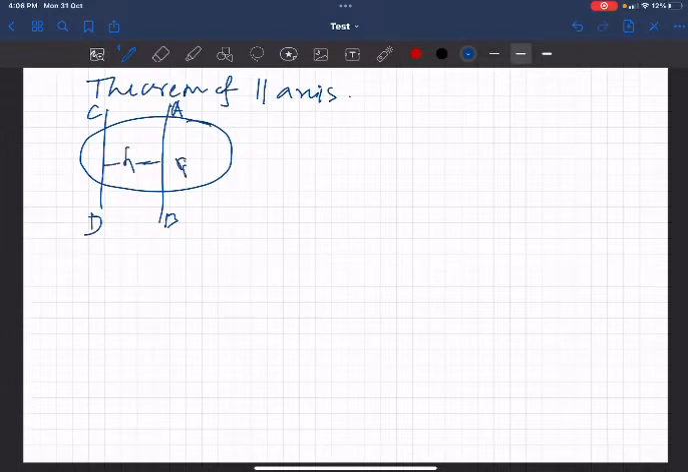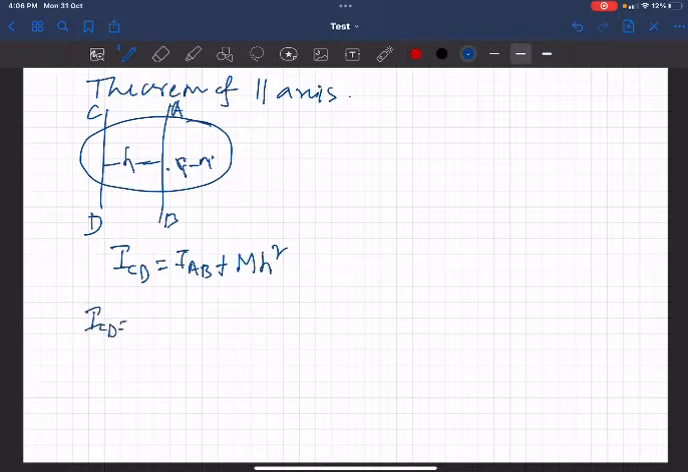Let us suppose this is Ri, this is Mi. The moment of inertia along any axis CD is equal to the moment of inertia along AB, which passes through the center of mass, plus M, the total mass of the body, into the square of the distance between the new and old axis. Let us suppose we take a certain mass Mi.